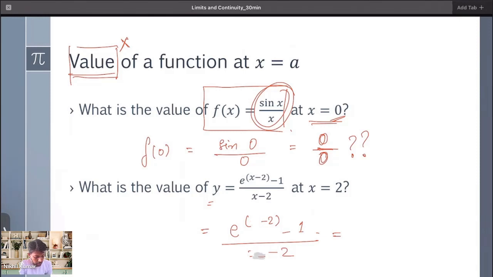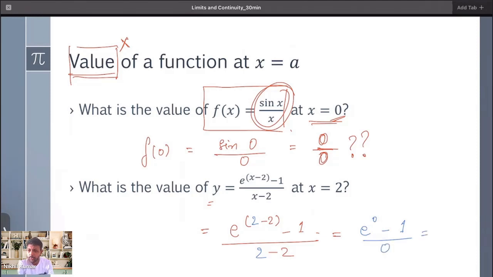I'll be substituting the value 2 everywhere, wherever there was x, and I'll choose a different color this time. Let's choose blue. So 2 minus 2, and here also 2 minus 2. What do we have? e to the power 2 minus 2, that is e to the power 0, minus 1 upon 2 minus 2, which is already 0.